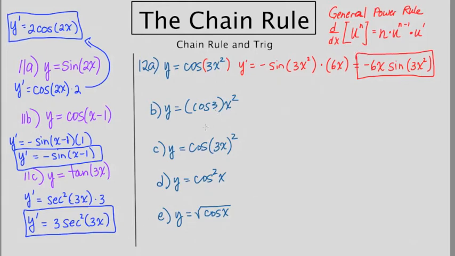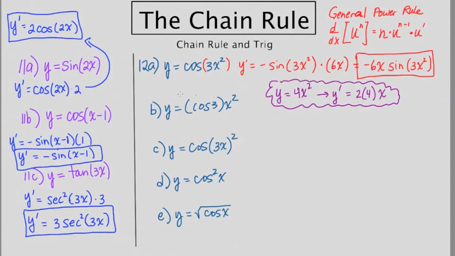Now, for this problem in 12b, we've got cosine of 3 in parentheses and x squared not in parentheses. Well, cosine of 3 is just a constant, so this problem could just as easily be y equals 4x squared. And if you saw that, the derivative would be 2 times the 4 that's already there, and then x. So if we keep this in mind, this wasn't the actual problem, but it's an analogous problem.